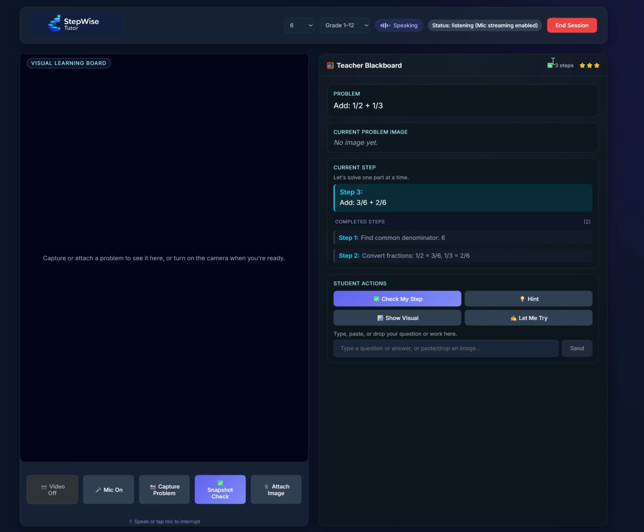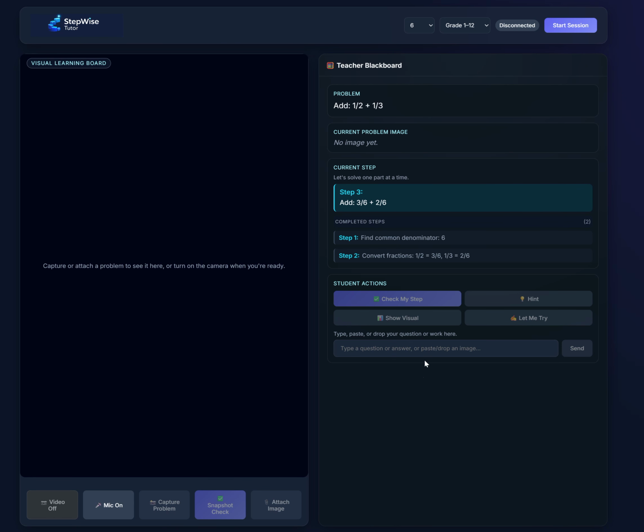Exactly! You got it! 3/6 plus 2/6 equals 5/6. Great job with adding fractions. Okay, so this is the first way. There are other ways. Right now the students are doing a problem from online, so they can again start a session and they can attach the problem.